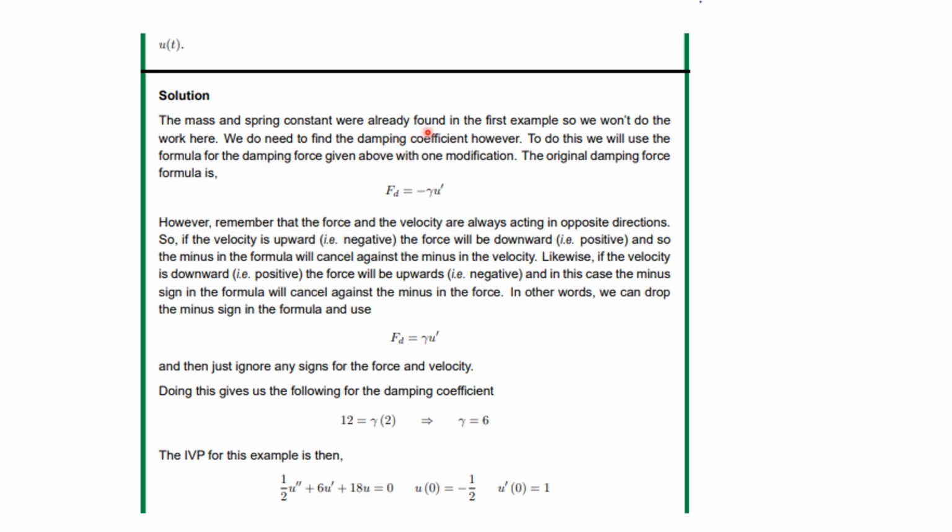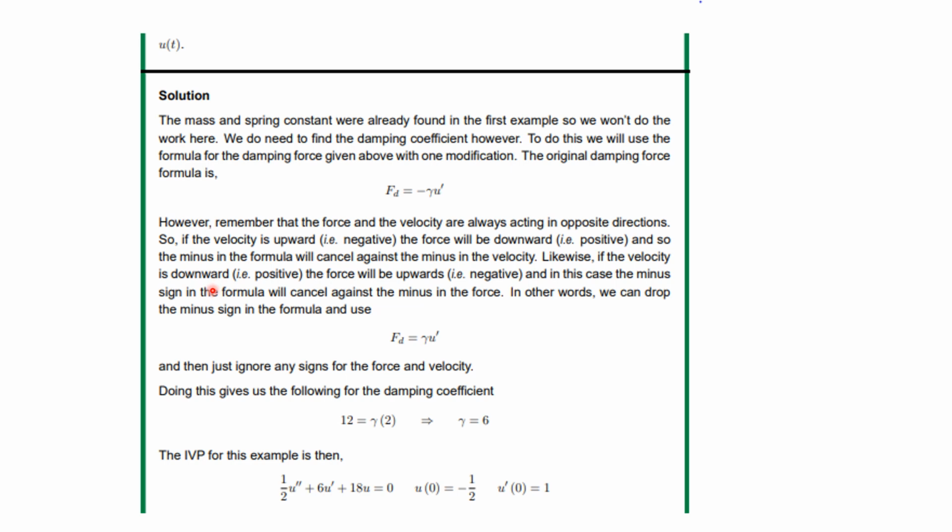The mass and spring constant were already found in the first example, and we don't have to do that work again here. We do need to find the damping coefficient, however, and to do this we use the formula for the damping force with one modification. The original damping force formula was F sub d equals minus gamma u prime, but remember that the force and the velocity are always acting in opposite directions. So if the velocity is upward, negative according to the way we set it up, the force will be downward, that's positive, so the minus in the formula will cancel against the minus in the velocity.